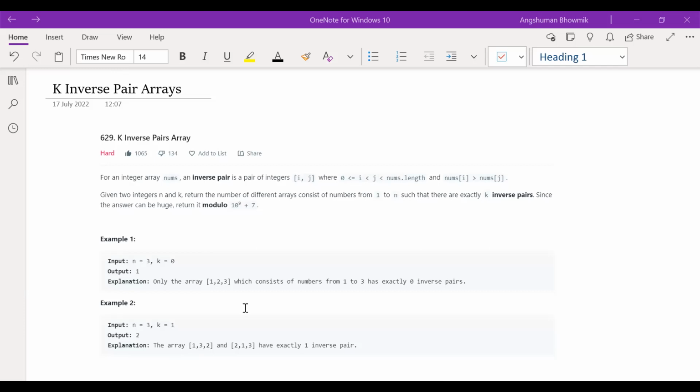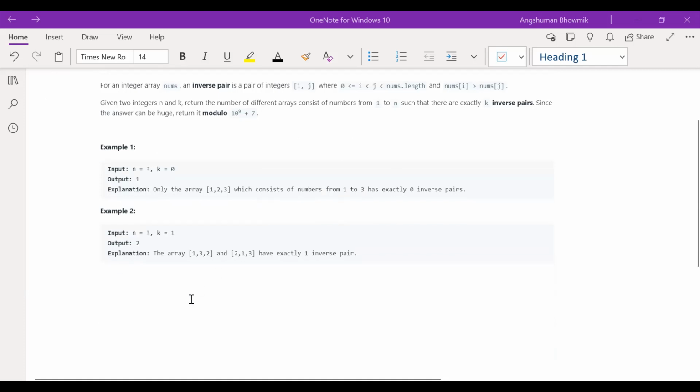Okay. So what would be the most brute force approach to solve this problem? We can generate all the permutations of 1 to n, and then check the count of inversion pairs in a specific permutation. If that is equal to k, we increment our answer, and then finally we output the count of different arrays that we get.